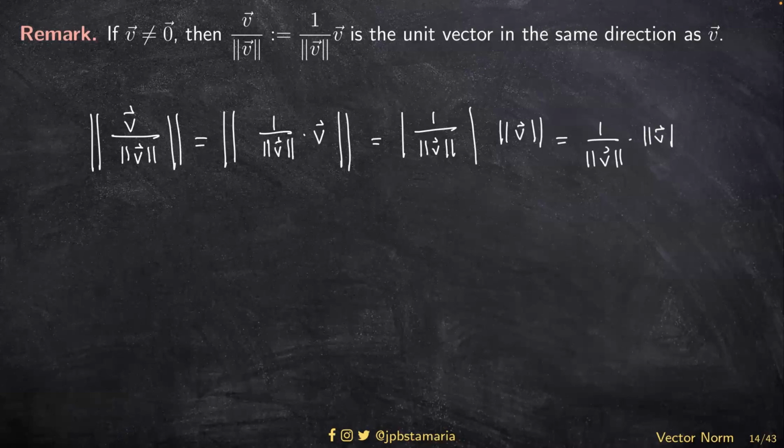And eventually, magka-cancel ito because v is not 0, this is not 0, you can cancel them out. So the answer is 1. So this proves that whenever you divide a vector by its magnitude, what you are getting is a vector of length 1 that points in the same direction.